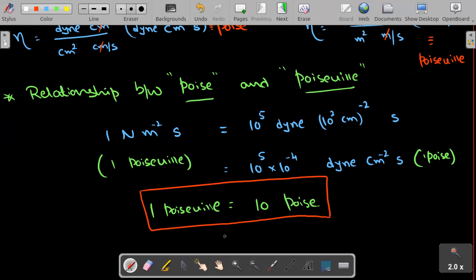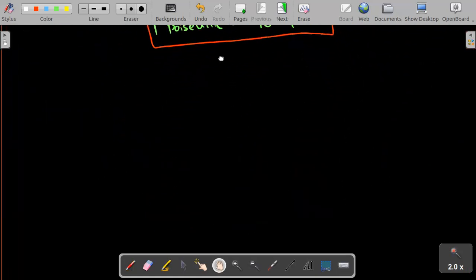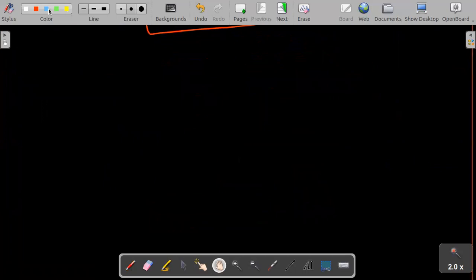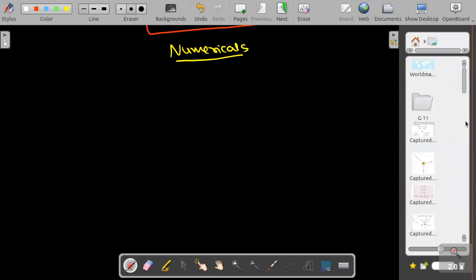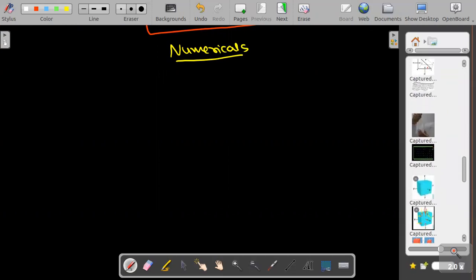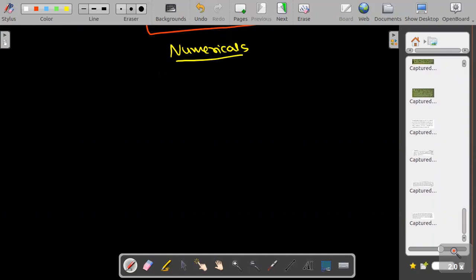Let us solve some numericals. I will solve one numerical in a simple way. I'll also share some problems with you so that you can also solve them, and there are some numericals given at the end of the exercise. Try to solve them as well. If you have difficulty, you can meet me.